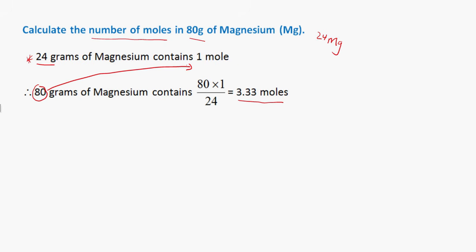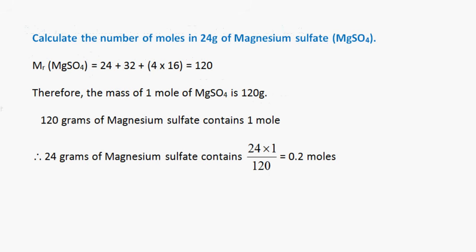Let's do another example. Calculate the number of moles in 24 grams of magnesium sulfate. So they want number of moles. Therefore, I need to write my statement such that moles is on the right-hand side. And we are dealing with an ionic compound here, which is magnesium sulfate.